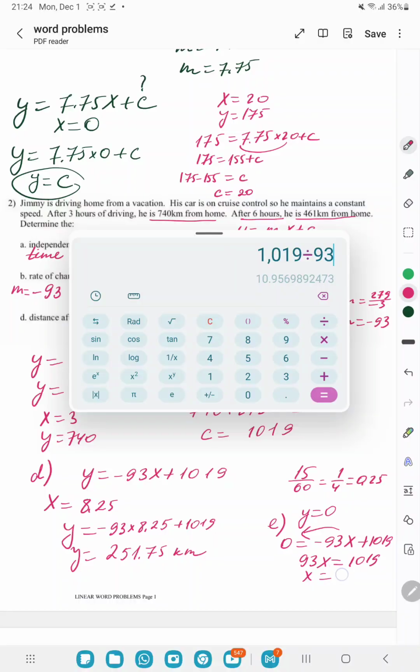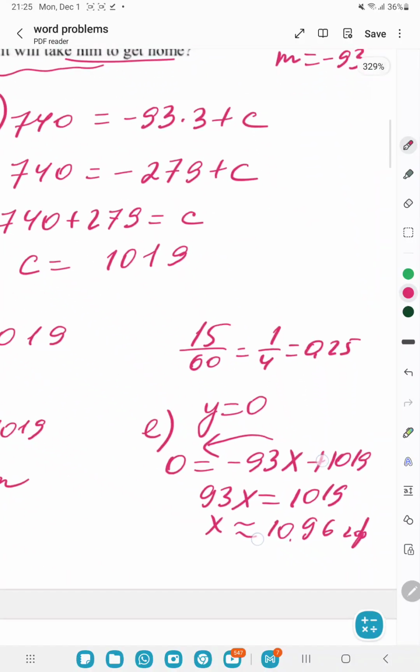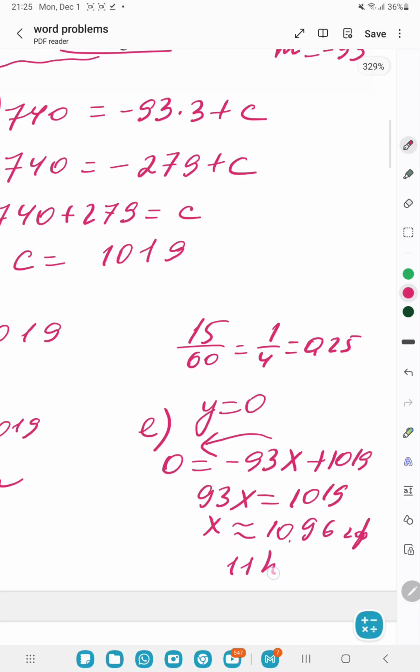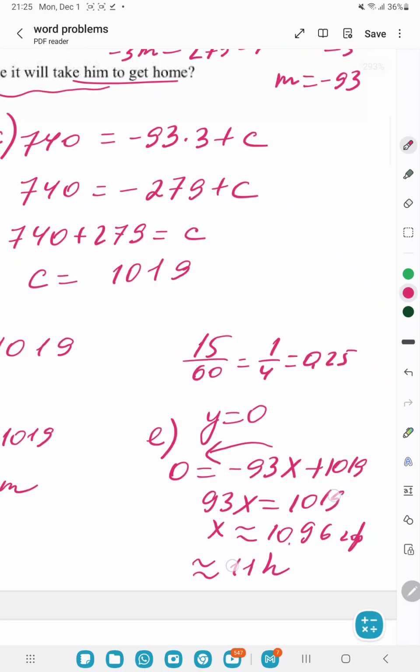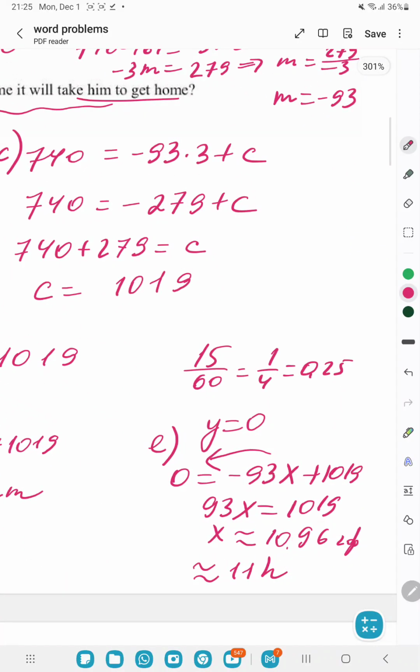It is 10.90. Let's write 96 approximately, 2 decimal places. Okay, now what they ask is the time it will take, so approximately 11 hours, if we round it to wholes.